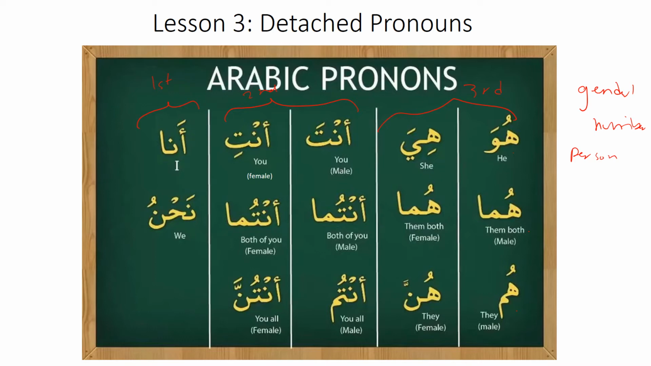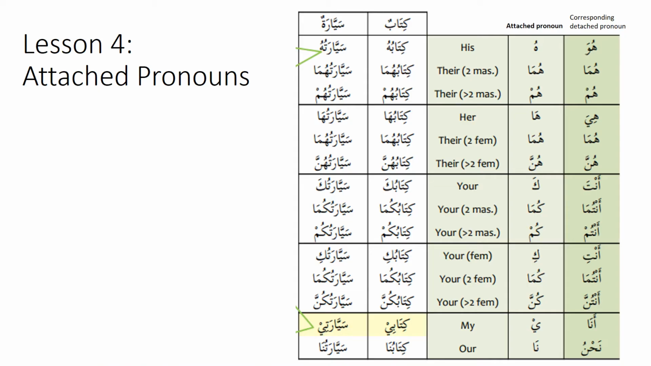So all you have to do is just memorize this table and revise it really properly, because this table kind of comes again and again throughout the rest of the categories of words. And in lesson 4, that's exactly what happens. So as you can see here, there's a corresponding detached pronoun like huwa. When it becomes attached, you make it into hu. So kitab plus hu equals kitabuhu, his book.